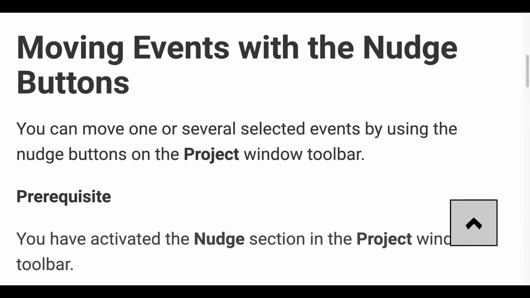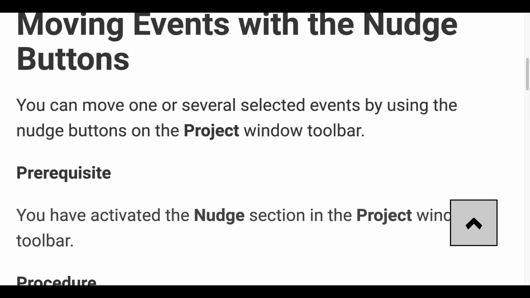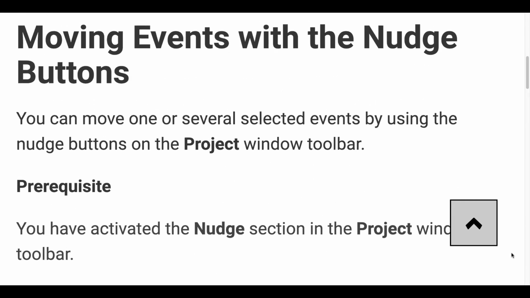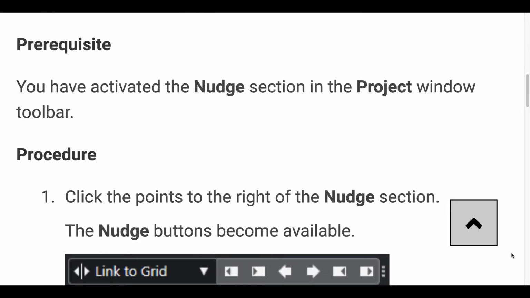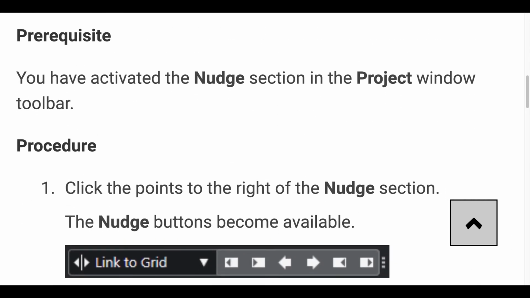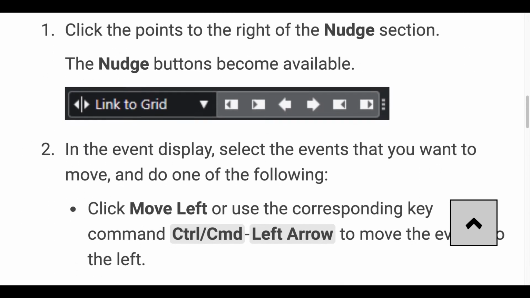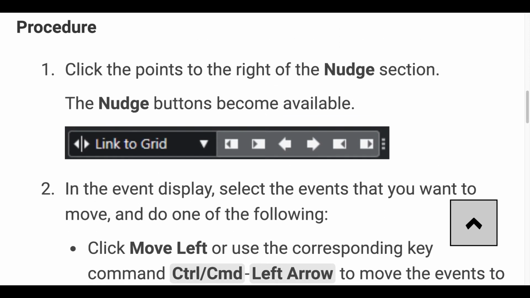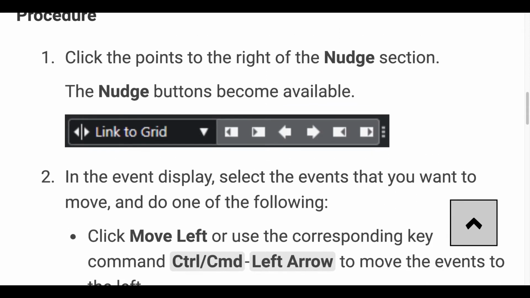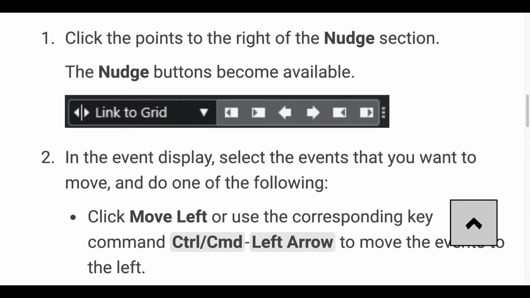Moving events with the nudge buttons. You can move one or several selected events by using the nudge buttons on the project window toolbar. Prerequisite: you have activated the nudge section in the project window toolbar. Procedure: click the points to the right of the nudge section. The nudge buttons become available. In the event display, select the events that you want to move and do one of the following.